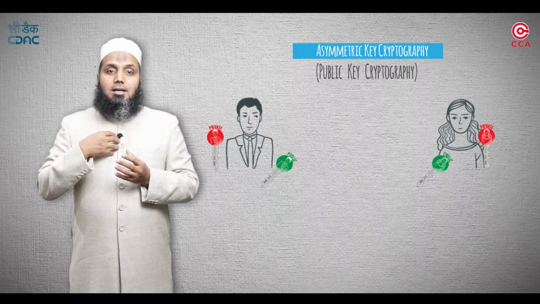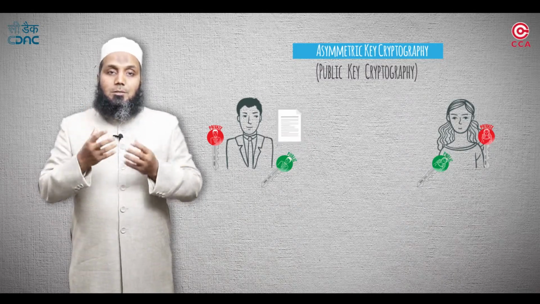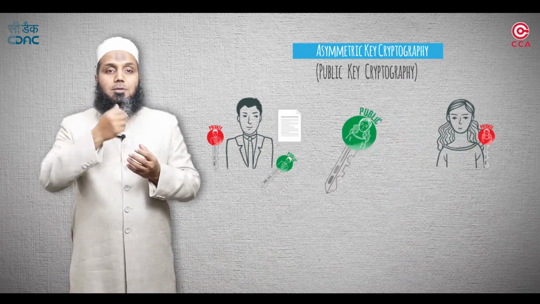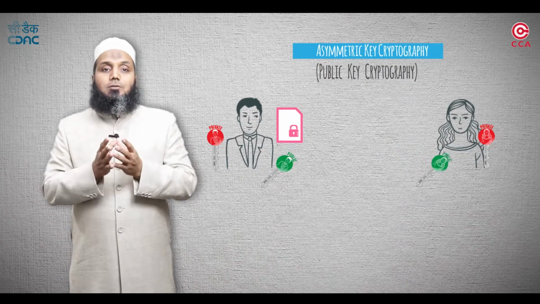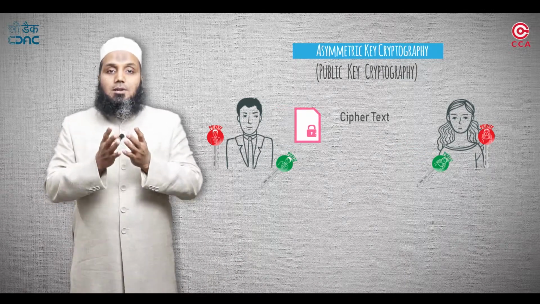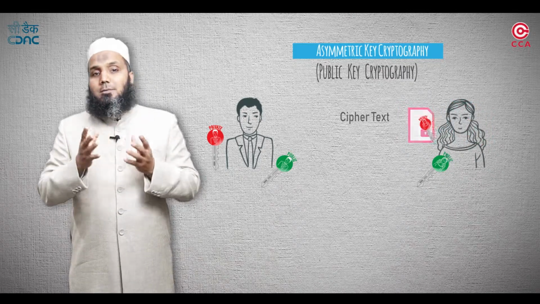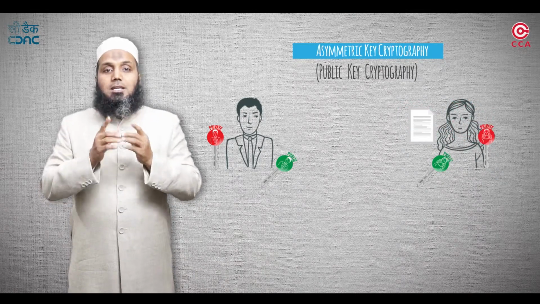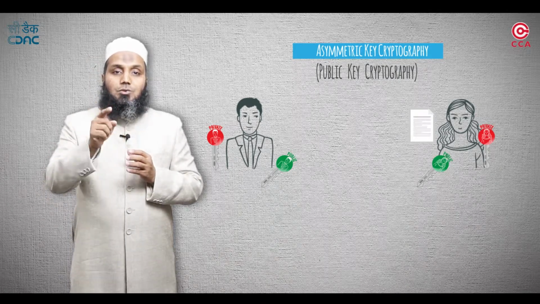If I wish to send a confidential message or a confidential document to you, then I must use your public key to encrypt the message. Once encrypted using your public key, the output of the encryption, which is called ciphertext, is sent to you. And you must use your private key to decrypt the message. Since your public key is used for encryption, no one can decrypt it except you, as you possess your private key.